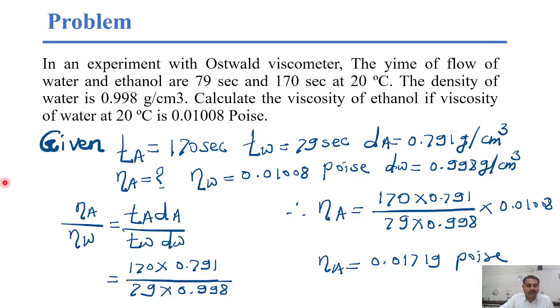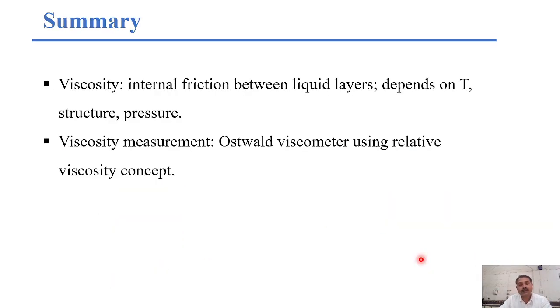By our relative viscosity equation, eta A upon eta W equals Ta dA upon Tw dW. Putting in the values of the time of flow of ethanol, density of ethanol, time of flow of water, and density of water, which are multiplied with the viscosity of water, we can determine the viscosity of the unknown liquid, ethanol, which comes out to be 0.01719 poise. In this way we can solve problems related to this topic.